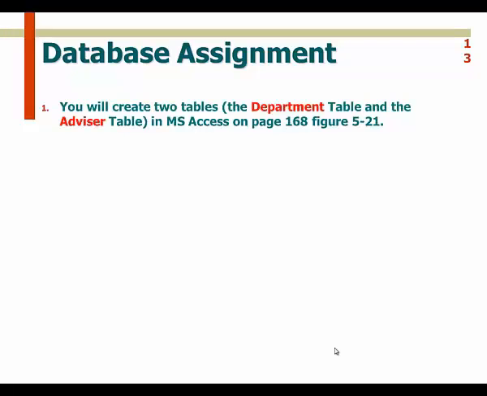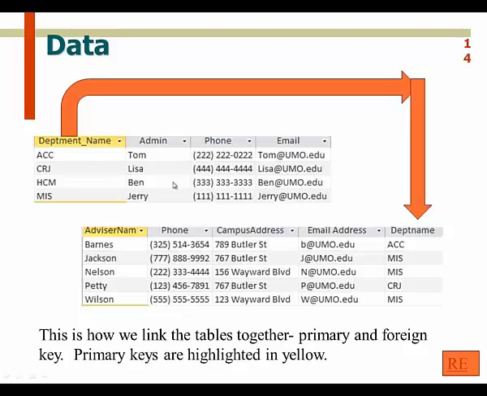You will create two tables, the department table and the advisor table, in Microsoft Access. Number 2, you will enter data into the tables. I'll just click real quick here. You can see that you enter in this data and it's all within this particular slide. So you can print the slide out, and then when you get to the database, you can actually enter this information in. So in essence, we have two different tables with data put into it.